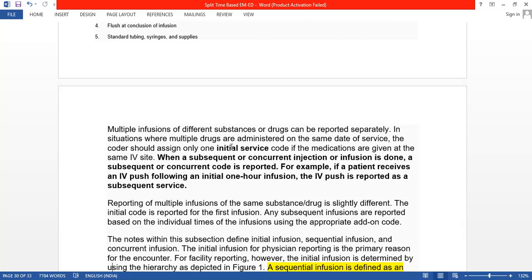Next, from the initial onwards, you have to code with add-on codes, like IV push and hydration, if the medications are given at the same IV site, when subsequent or concurrent. This is very important.